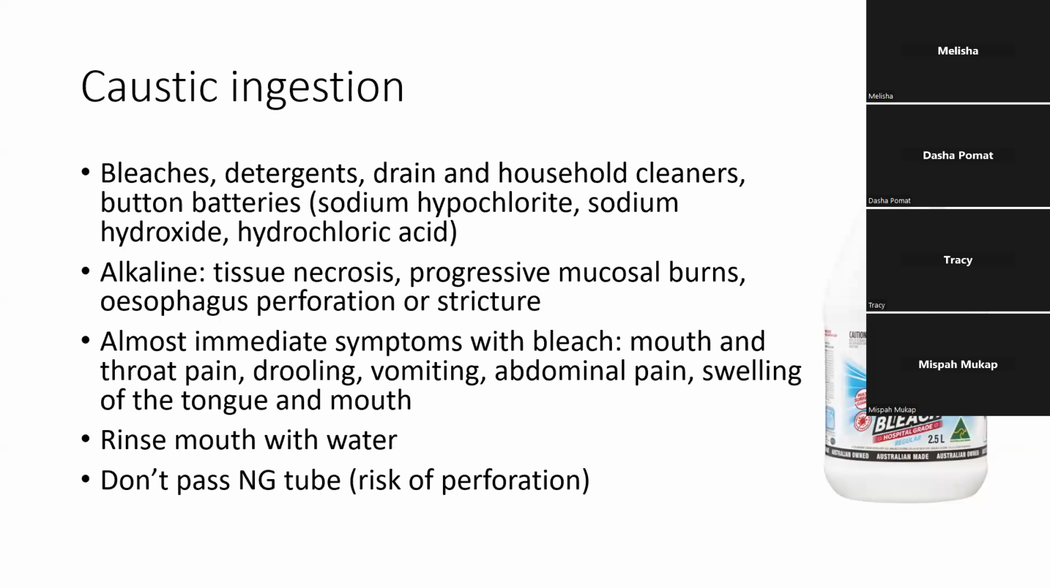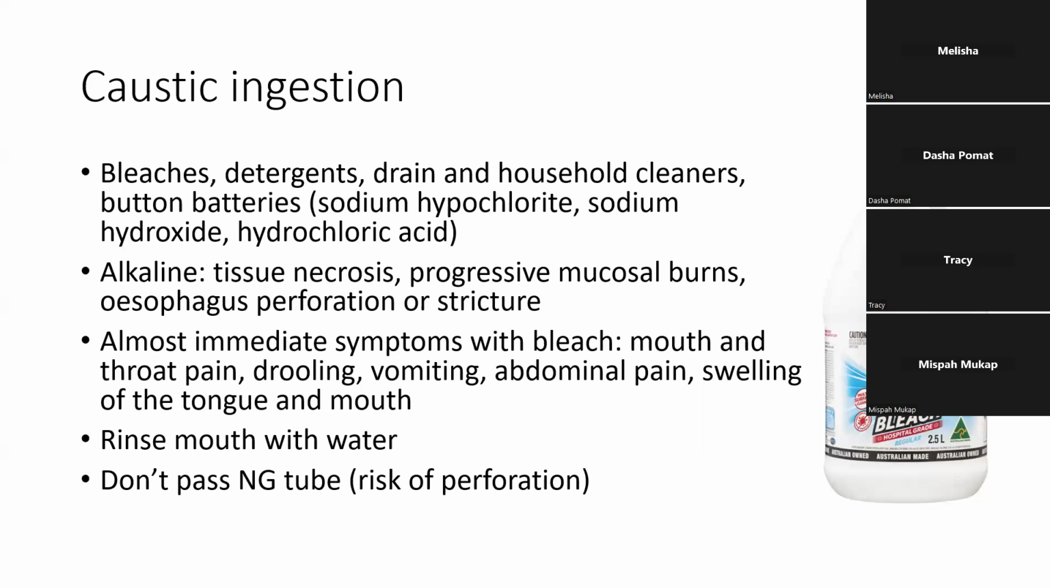I wanted to cover some other household poisonings, especially caustic ingestion, because most of the household products we use, bleaches and detergents, drain cleaners, household cleaners, many of them are caustic in nature. Some of them are acids, such as sodium hypochlorite, sodium hydroxide, hydrochloric acid, of course, but many of them are alkaline. And alkaline poisons cause tissue necrosis, especially progressive mucosal burns.